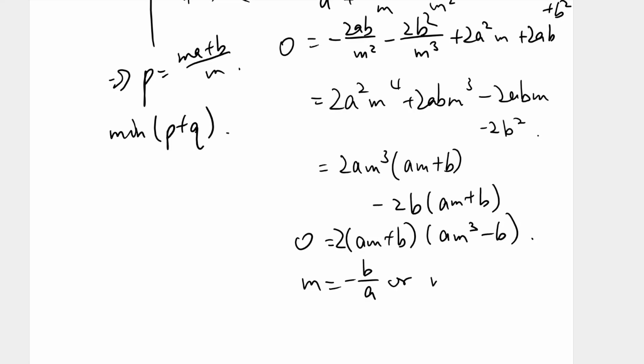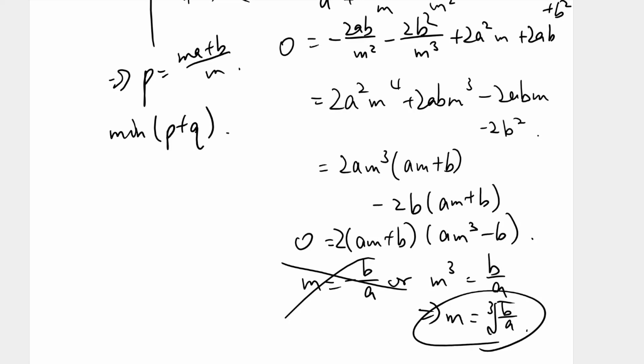or M cubed equals B over A, which implies that M is the cube root of B over A. As I said, B is positive, A is positive, and M is also positive, so the first is impossible. Literally impossible. So the only solution we have to take care of is this one. The question says we could assume that's a minimum, so we don't have to check the second derivative or whatever. Now we put it back into the expression.